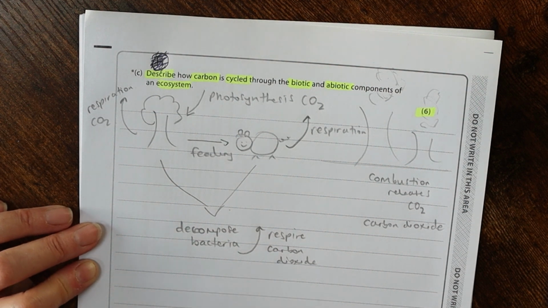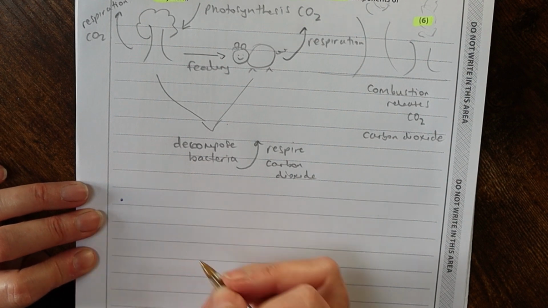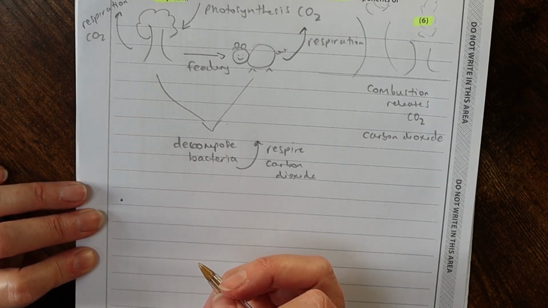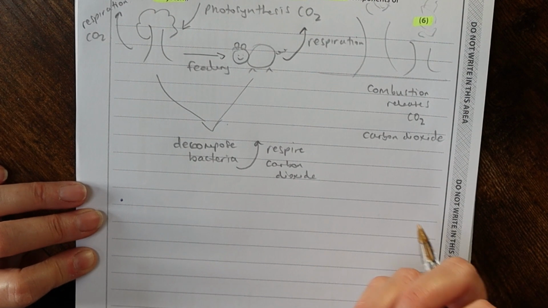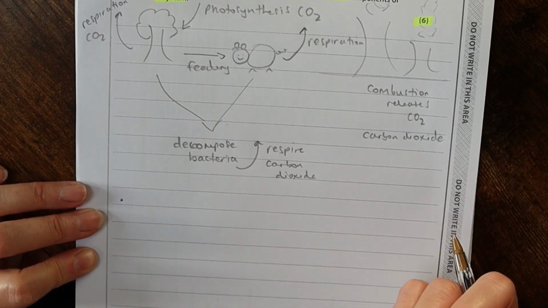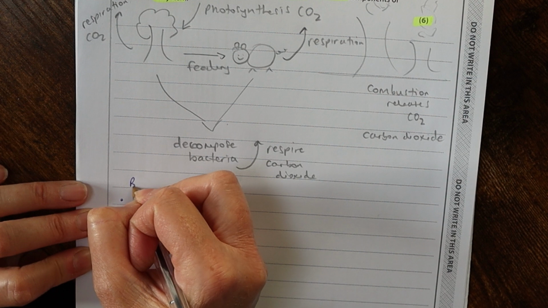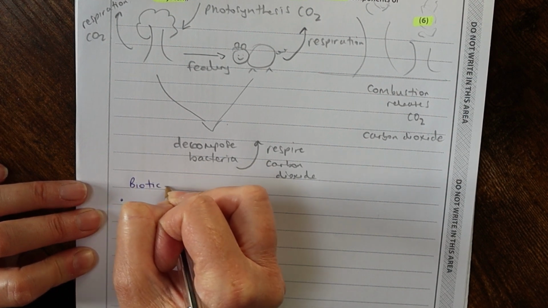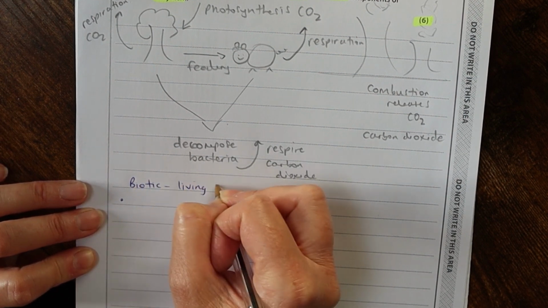So how would we write that down for a 6-mark question? First of all, I would always start by saying that when plants photosynthesize, they take in carbon dioxide from the atmosphere. So let's do biotic components first. So biotic means living factors.